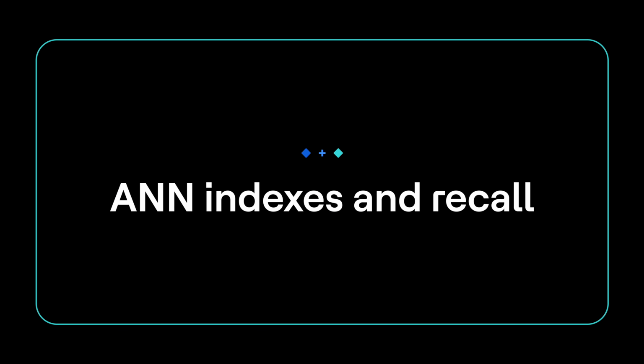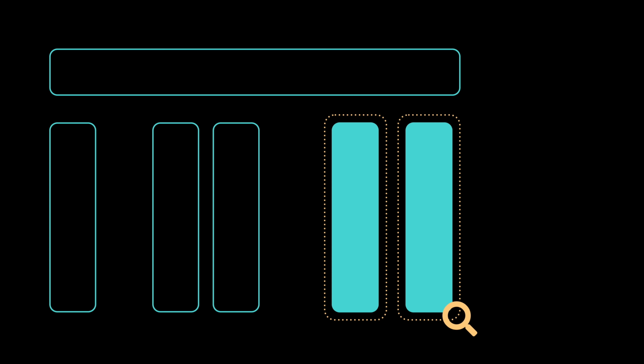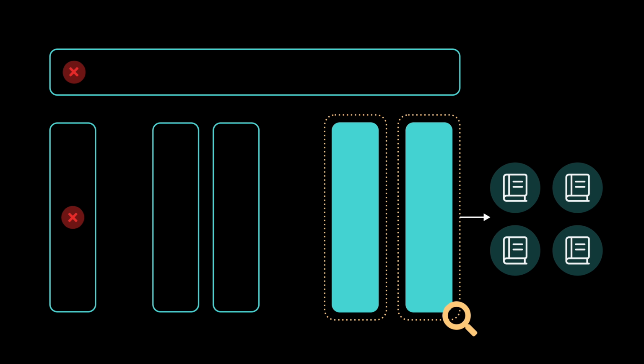Let's get into it, starting with an overview of ANN indexes and recall. Think of an ANN index like finding a book in a large bookstore. You're not going to scan every shelf. You just head straight to the sections most likely to have what you're looking for. Now, you might miss some relevant books in other sections, but you'll find a good selection much faster. ANN indexes make the same trade-off. They give up an acceptable amount of accuracy in exchange for a big gain in speed.